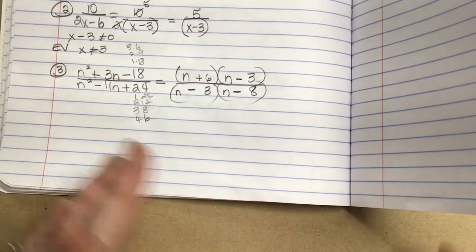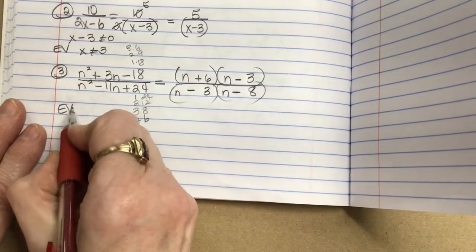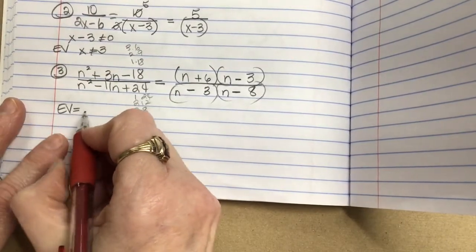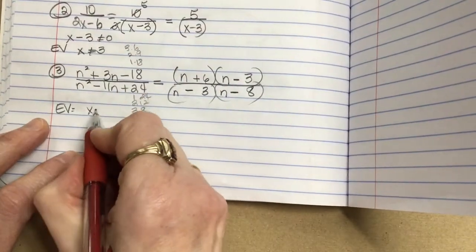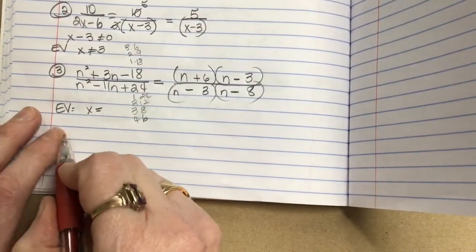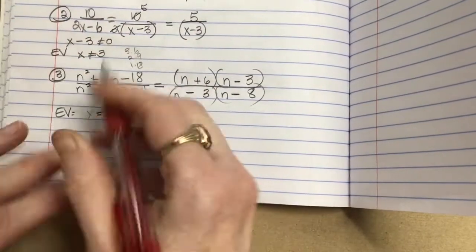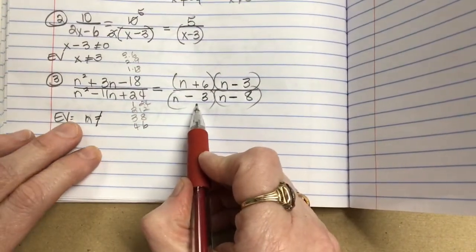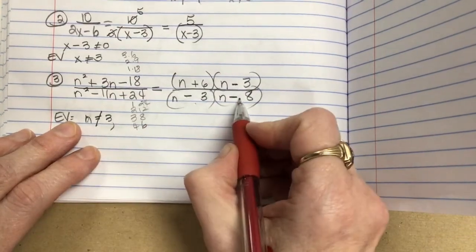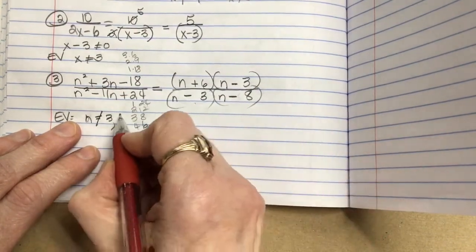We've got 2 factors. Let's stop and do our excluded values at this point. What can x not be? Oh, what can n not be? Thank you. N can't be... Okay, what would make this one 0? 3. And what will make that one 0? And that we factored it.